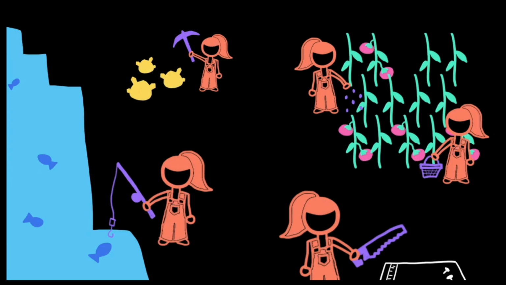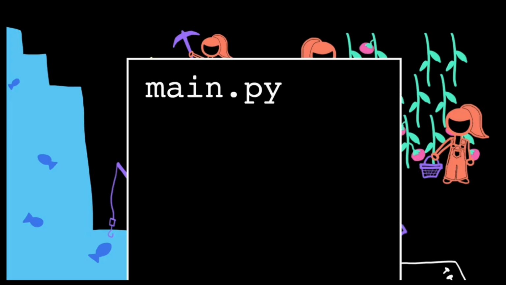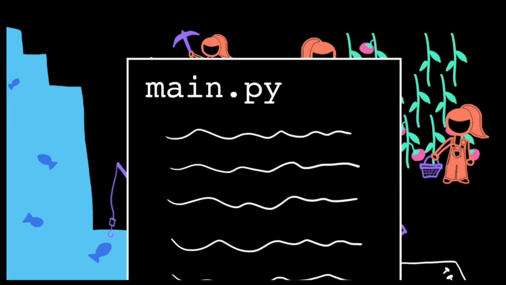Three, it makes the code a lot more readable and easy to work with. Instead of one giant mess of code, we've organized it based on task, which makes it easier to find what we're looking for when we need it.